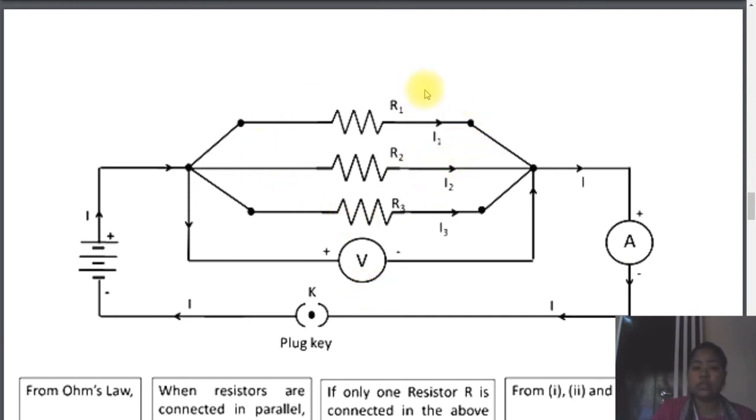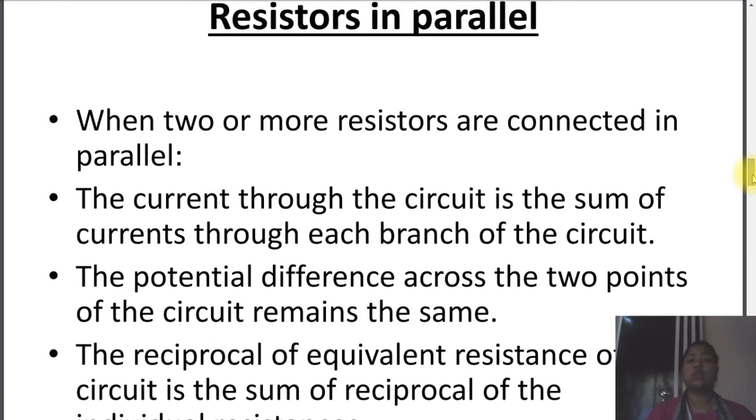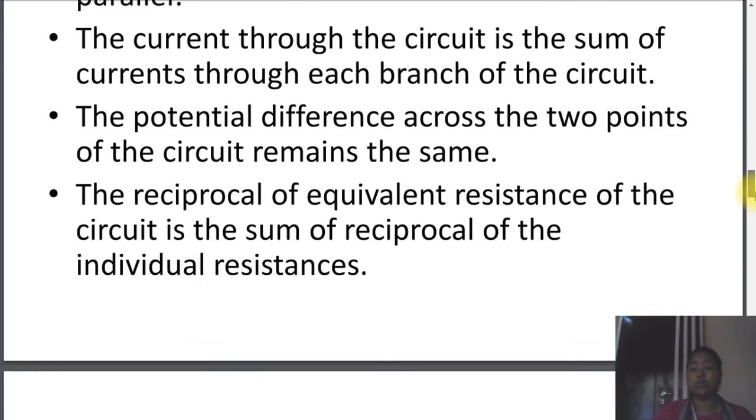So all three resistors are connected between the 2 points. This is point 1 and this is point 2. That is the parallel combination of the resistors. Now, by experimental views, practically, we concluded some points related to the parallel combination of the resistors. So the very first point is that the current through the circuit is the sum of the current through each branch of the circuit.